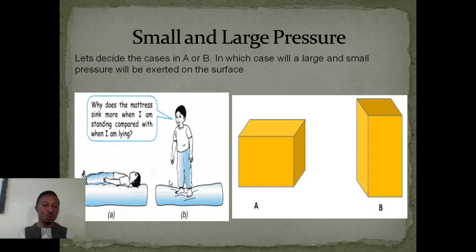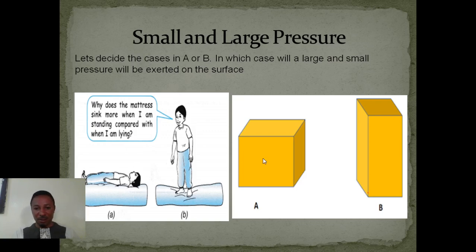I guess you know what to do, especially when you are on ice that is capable of sinking, and you want to rescue someone. Instead of walking on it, you can lie flat, belly flat, and crawl to rescue the person, right?